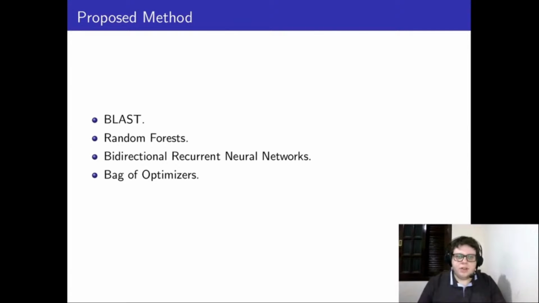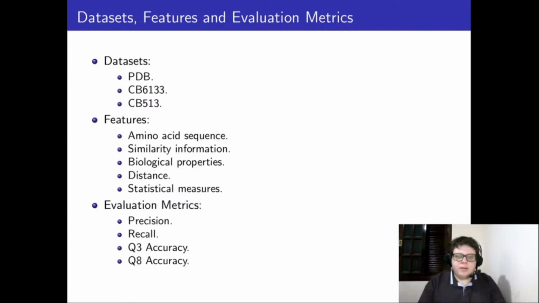To perform the fusion of the set of local and global classifiers, as well as the fusion of the ensemble of classifiers with BLAST, we used the bag of optimizers. To evaluate our method, we used 3 different datasets: PDB, CB6133, and CB513. We evaluated the amino acid sequence and similarity information that are present in the datasets, and additional features, that is biological properties, distance, and statistical measures. To evaluate, we used precision and recall for 8 classes and Q3 accuracy for the method.